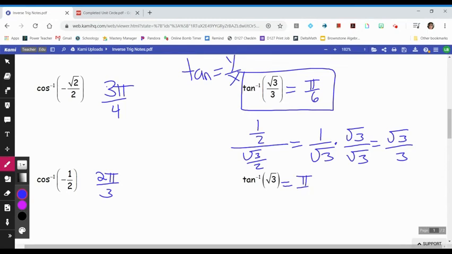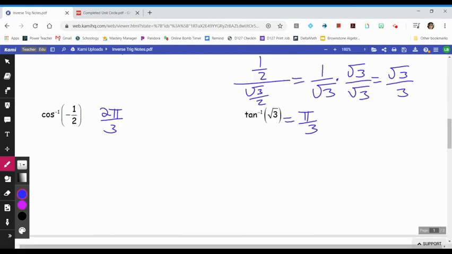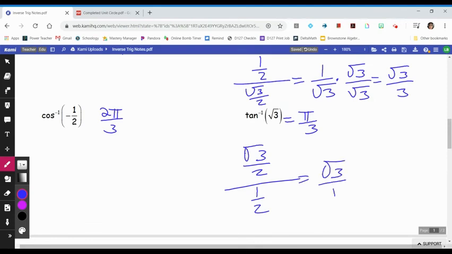Again, showing you why that is the case. The y value at pi over 3 is root 3 over 2. And we're going to divide that by the x value, which is 1/2. The common denominators cancel, and we're left with root 3 over 1, or just root 3.